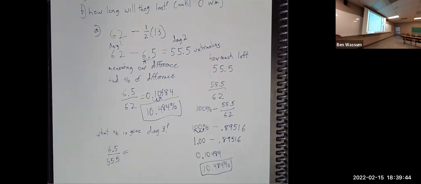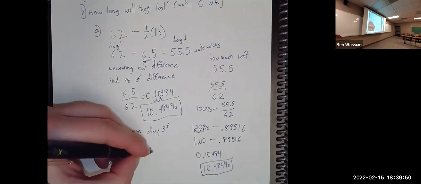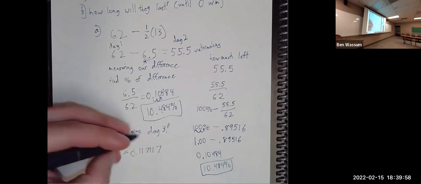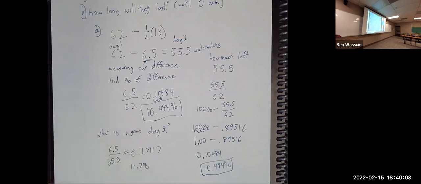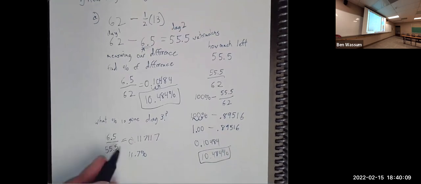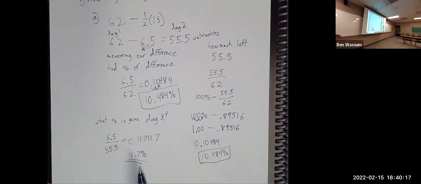6.5 divided by 55.5. Funny enough, that repeats on forever with 117 going all the way down. But that ends up being about 11.7%. So it actually is going to increase in percentage every single day. So that's why I changed my wording, because it's not going to lose 10% of it every day, because every single day we're going to have a new whole, a new amount that we're taking a percentage out of.